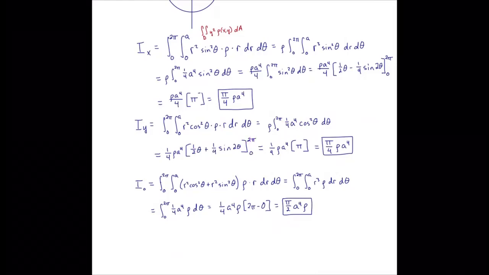And it looks very similar to what we had above. The function in the brackets evaluated at those limits of integration is just pi. The reader can check that for themselves. And this leaves us with pi over 4 rho a to the 4th. Once again, this is telling us that the further we are from the origin, the larger our moment of inertia is.